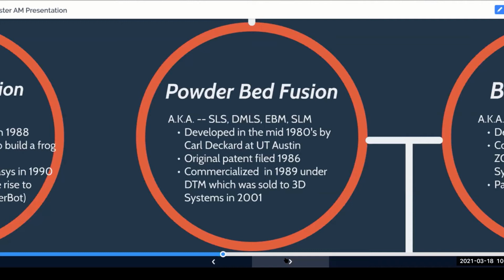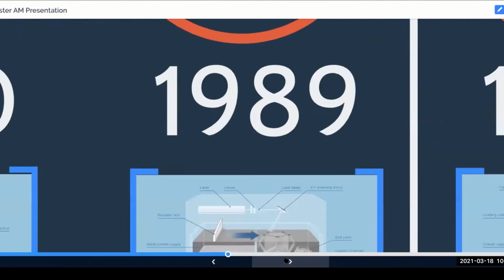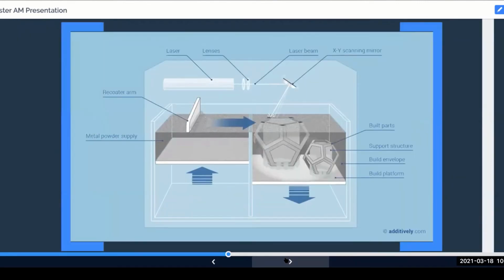Again, this is going back. It was developed in the 80s at UT Austin, patent filed in 86, commercialized in 89, bought by 3D Systems in 2001. The process is going to look very similar.